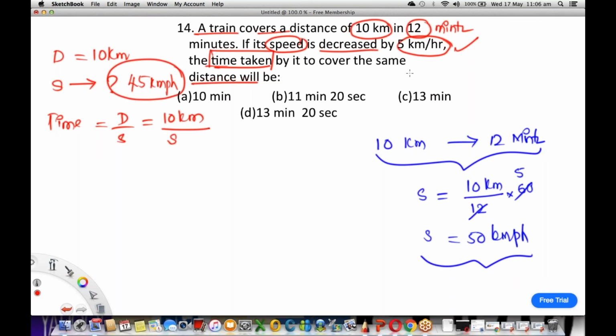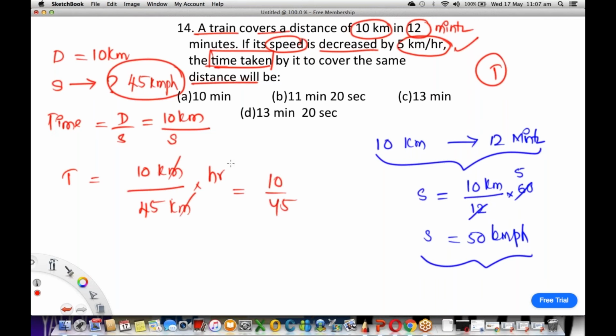Then what is the time taken to travel the same distance is the question. So I just need to calculate the time taken. Time taken is nothing but 10 kilometers divided by 45 kilometer per hour, which gives 10 by 45. And what is 1 hour? 1 hour can be given as 60 minutes. I'm writing 1 hour as 60 minutes because my option choices are given in minutes.